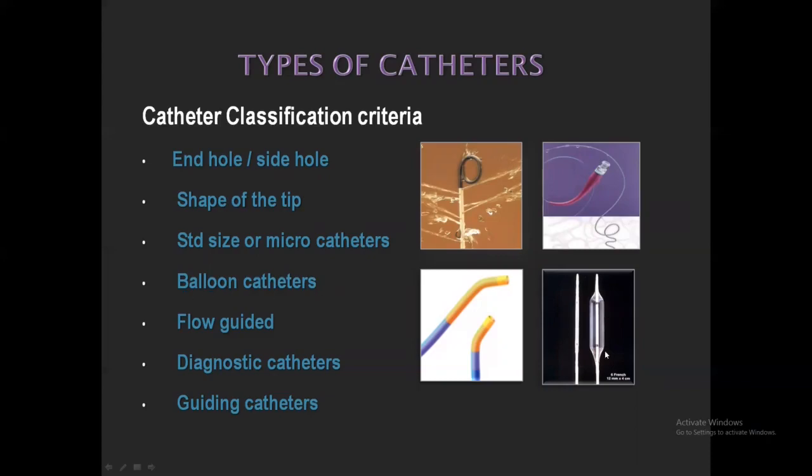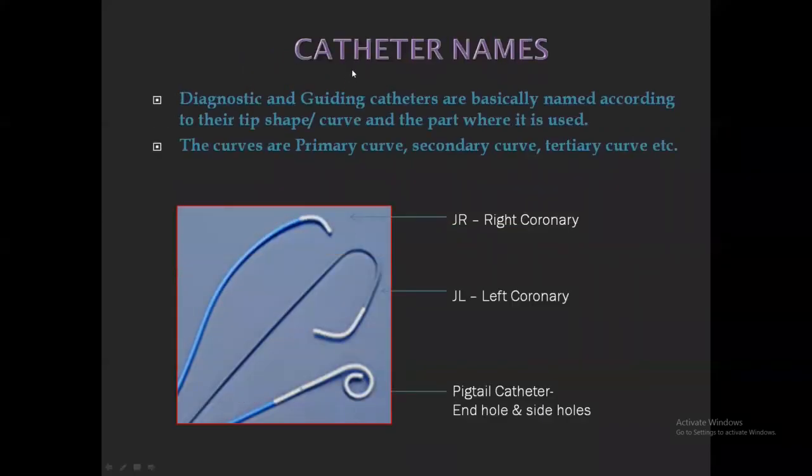Then balloon catheters, with a balloon at the tip. This we use for angioplastic procedures. And flow guided catheters, these are microcatheters with a very flexible tip, which will flow through the blood stream. They are called flow guided catheters. Then diagnostic catheters, which are commonly used for performing diagnostic angiograms, and guiding catheters, which are commonly used in interventional procedures. These guiding catheters are called so because they guide the microcatheters into the target location. Catheter names, as I mentioned earlier, the catheters are named according to their tip shape.